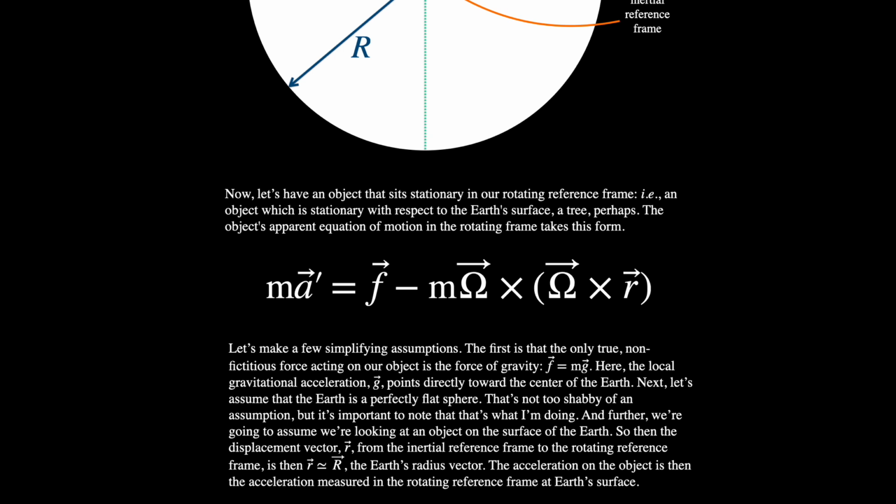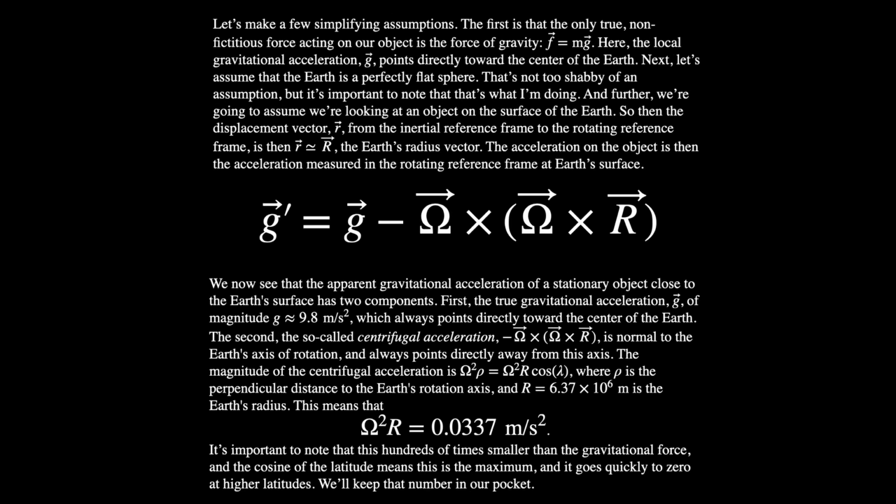That actually makes things a little easier. Also gives us a number to work with. The acceleration on the object is then the acceleration measured in the rotating reference frame at the Earth's surface, which is really what we're going for. And now that equation simplifies to the above. So g tick is the effective acceleration at a point on the Earth's surface, and it equals the actual true force of gravity, which is g without a tick, arrow, subtracting, you take away this centrifugal parameter.